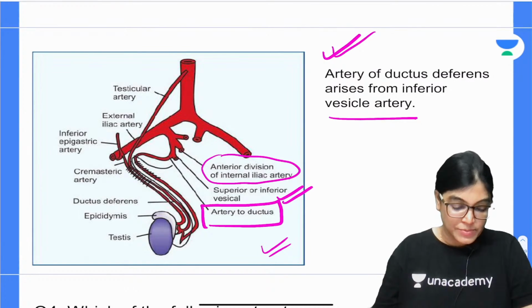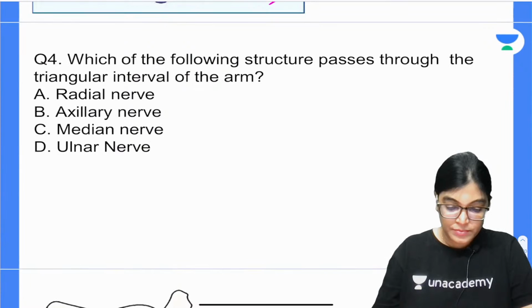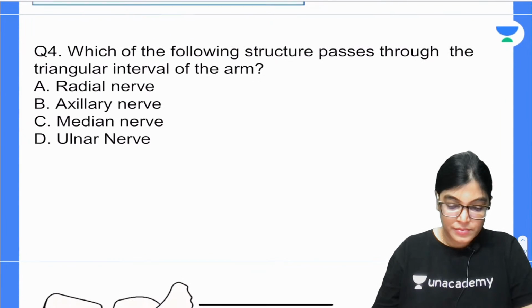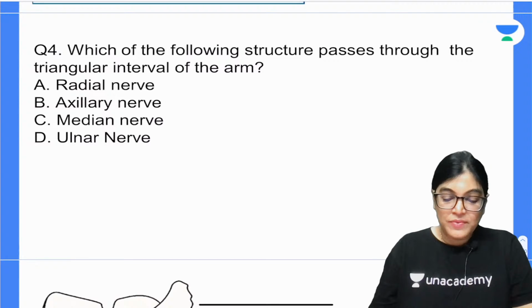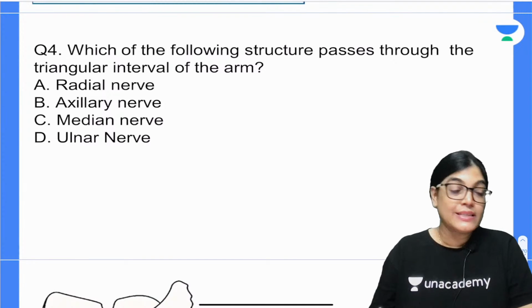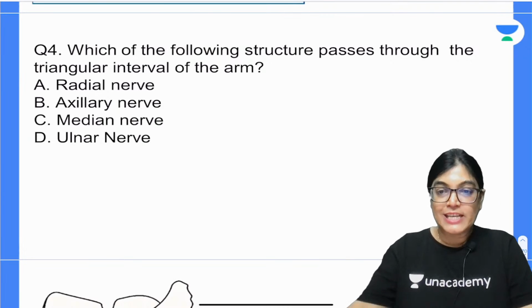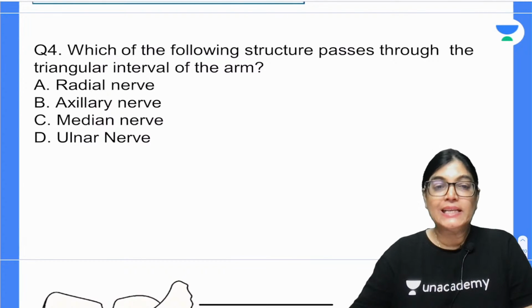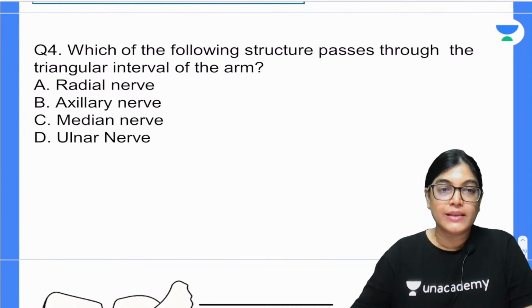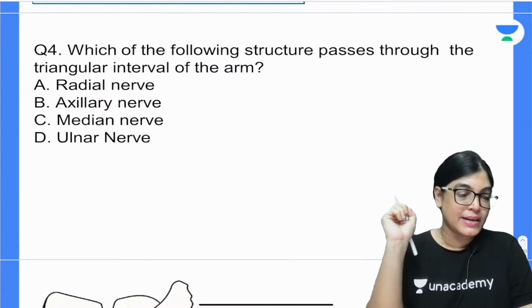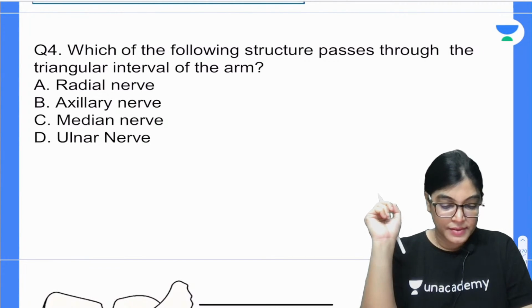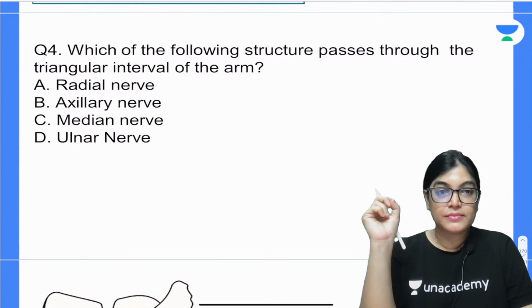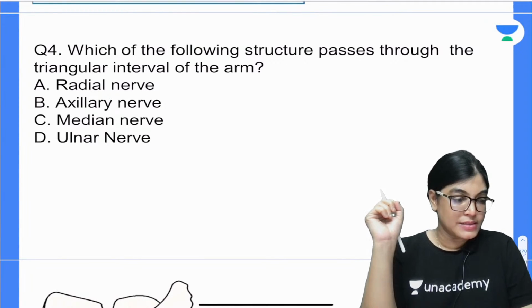Now moving on to the next MCQ, that is MCQ number 4. Which of the following structures passes through the triangular interval of the arm? Is it the radial nerve, the axillary nerve, the median nerve, or the ulnar nerve? Which is your answer? Question number 4, mark the correct answer.